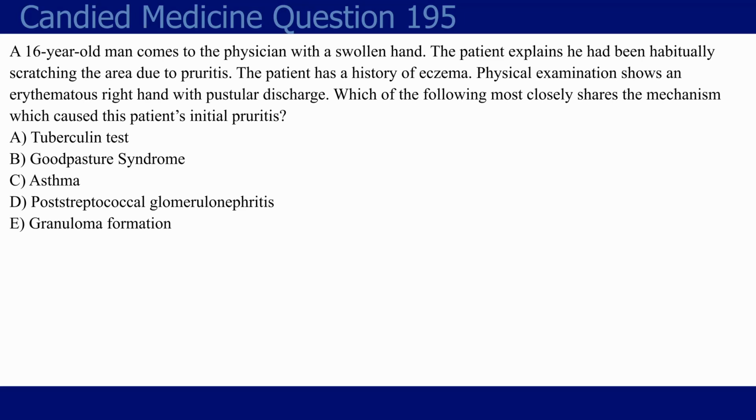A 16-year-old man comes to the physician with a swollen hand. The patient explains that he had been habitually scratching the area due to pruritus. The patient has a history of eczema. Physical examination shows an erythematous right hand with pustular discharge.